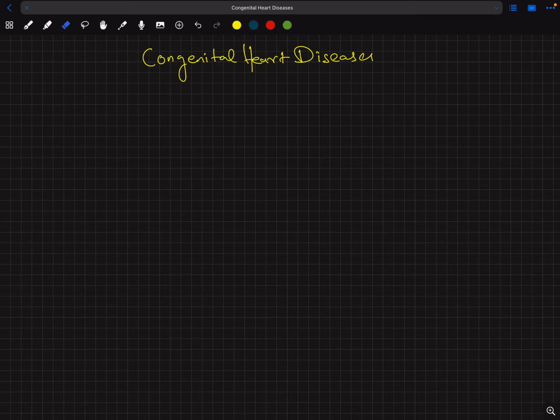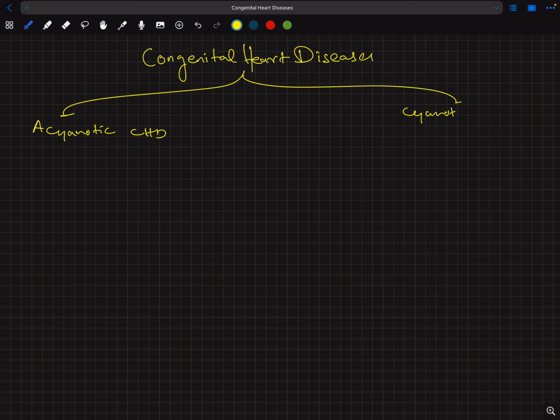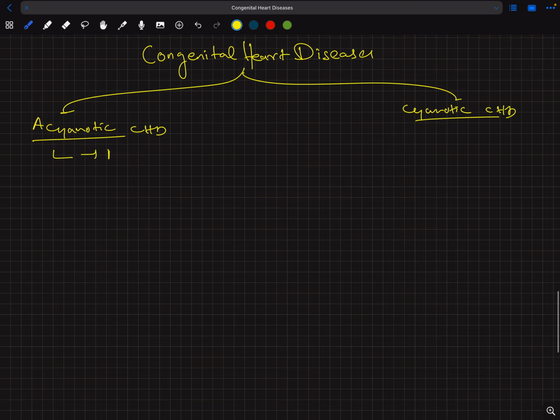In this video, we are going to discuss congenital heart diseases. We can divide congenital heart diseases primarily into two types. One type is acyanotic congenital heart disease, another type is cyanotic congenital heart disease. In acyanotic congenital heart disease, there is presence of left to right shunt. In cyanotic congenital heart disease, there is presence of right to left shunt.